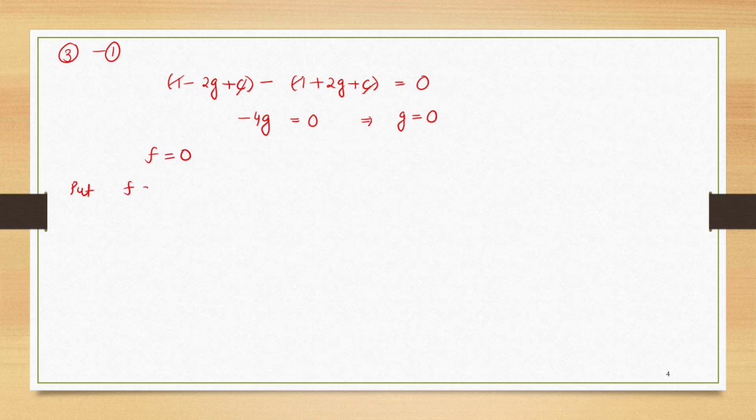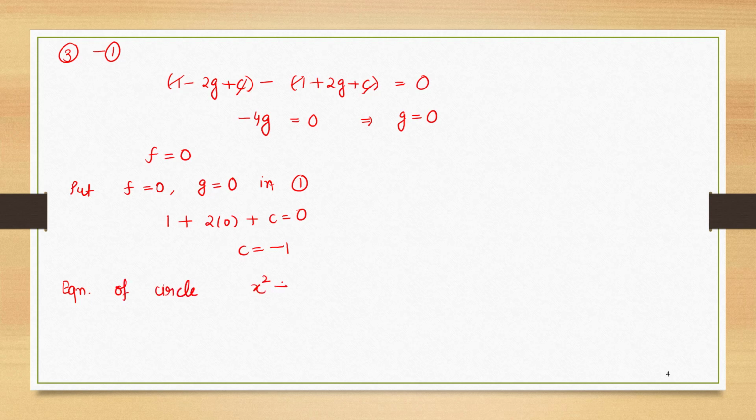Put f equal to 0 and g equal to 0 in 1. So we get 1 + 2g + c = 0, that is c is -1. So the required equation of circle is x² + y² + 2gx + 2fy + c = 0, that is x² + y² - 1 = 0, or x² + y² = 1.